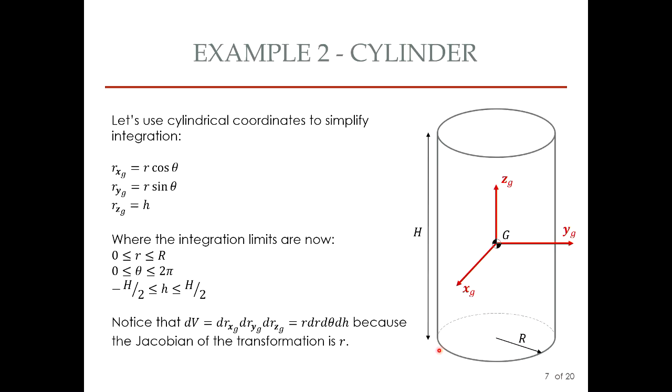That's why I have here this piece of volume, dV. If I'm using Cartesian coordinates, it would be dx, dy, dz. So a little cube. And if I'm using these cylindrical coordinates, the piece of volume is not just dr, d theta, dh.